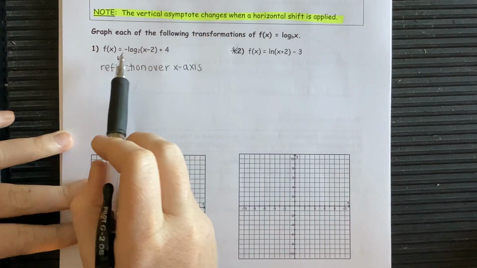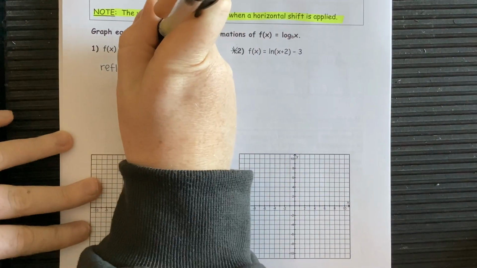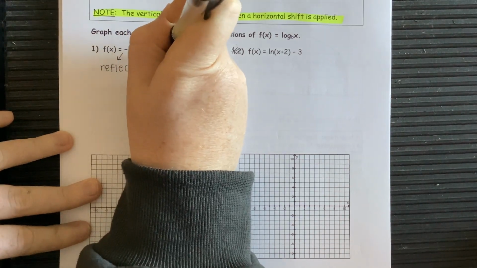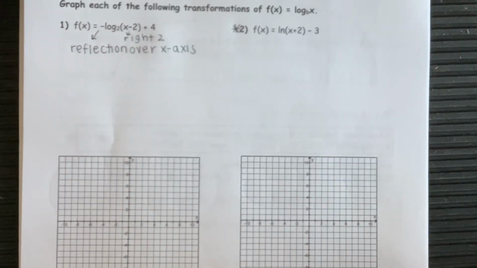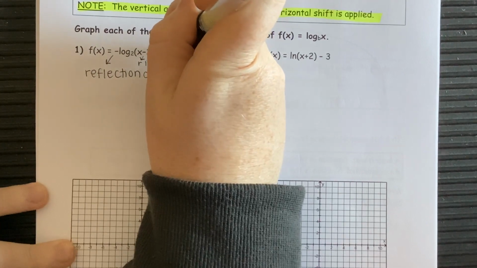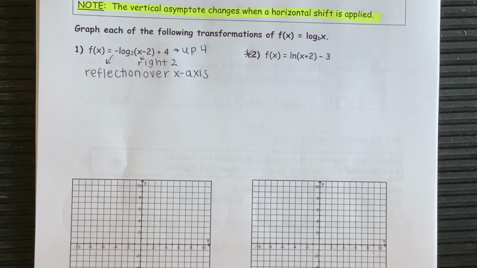So that negative in front, that's telling us we have a reflection. -2, remember where you think opposite, so this is moving us right 2. And then that +4 on the end, that's going to move us up 4. So those are our 3 transformations that are happening.